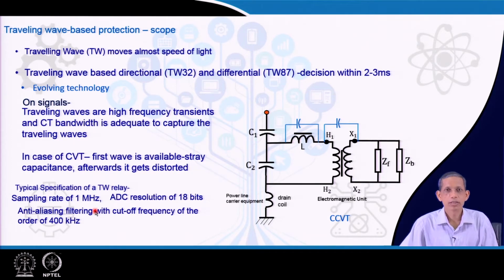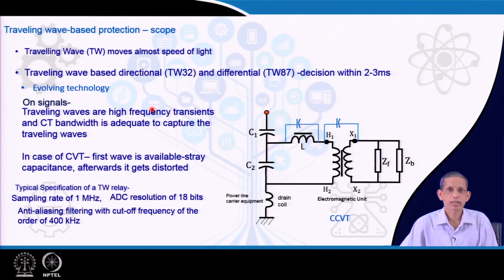At this speed, they can make a decision within 2 to 3 milliseconds. Of course, that depends upon the length of the line. We will see that. This technology is evolving, even though the concept is pretty old. To realize it is tougher.